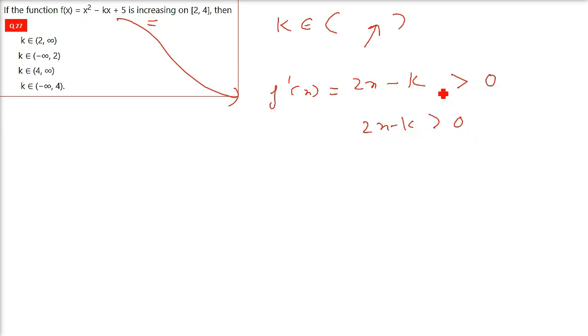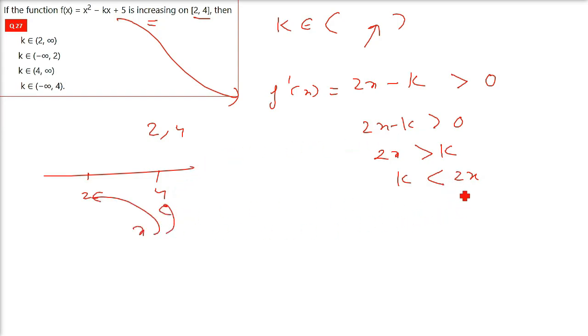0. So 2x minus k is greater than 0, so 2x should be greater than k. So k should be less than 2x. Now this is 2 and 4. It varies from 2 to 4. So you can give x the lowest value as 2. You can give x the highest value as 4. So k is less than 2 into 2, which is 4.